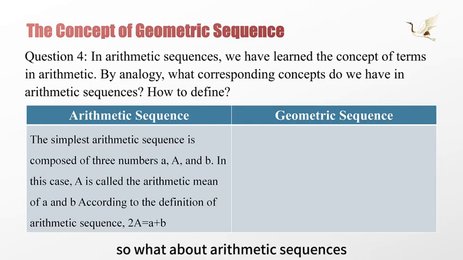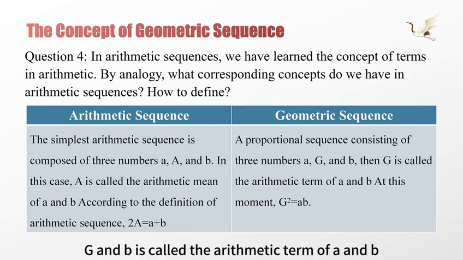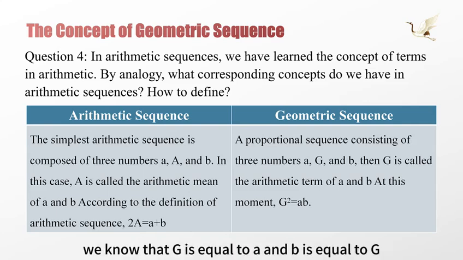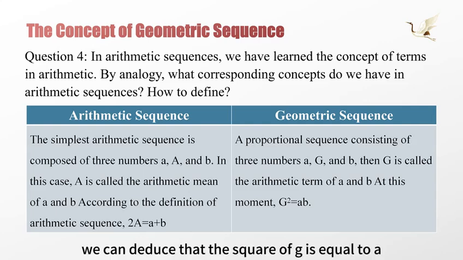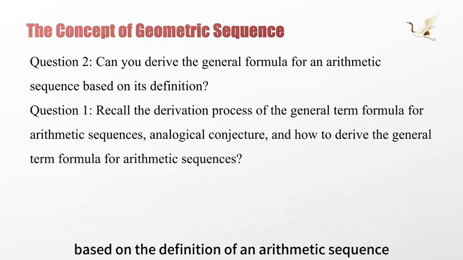So what about geometric sequences? The simplest geometric sequence consisting of three numbers a, G, and b, in which G is called the geometric mean of a and b. According to the definition of a geometric sequence, we know that G over a is equal to b over G. Therefore, we can deduce that the square of G is equal to a multiplied by b. Can you derive its general term formula based on the definition of a geometric sequence?